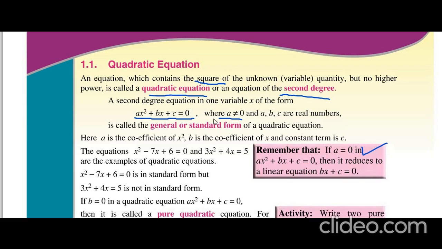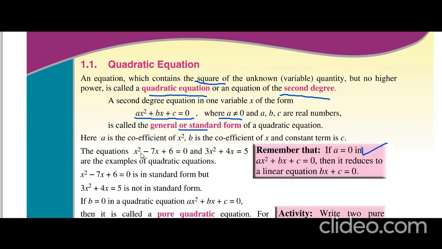So there is a compulsion on a quadratic equation, a must be not equals to 0. This is the general or standard form of quadratic equation. Here a is the coefficient of x square, b is the coefficient of x and c is the constant term.